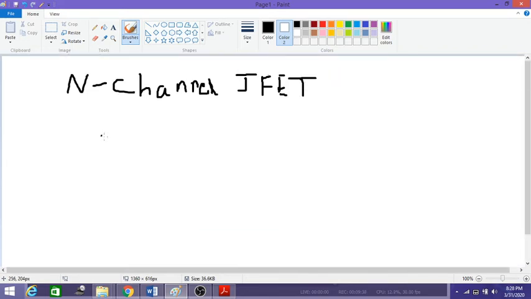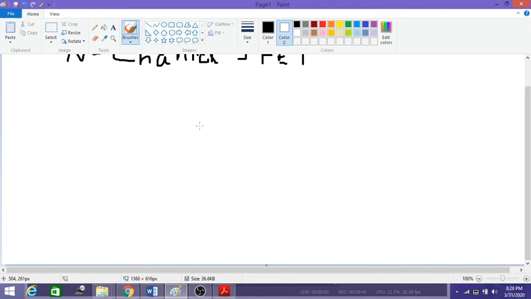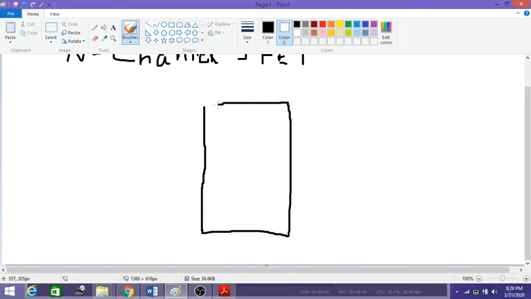Okay. So now to construct JFET, we will take a substrate or a material, whether it might be a P-type or N-type material. So assume we have taken an N-type material here. On N-type material, we will diffuse two p-type channels. So this is p-type, this is p-type.